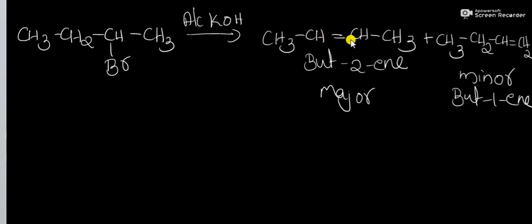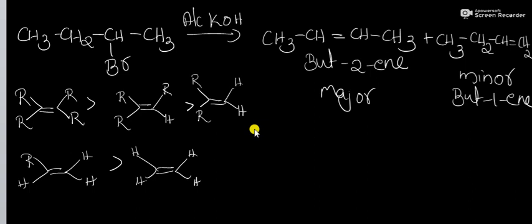Here both the carbons are substituted with one CH3 group, whereas in this case one carbon is substituted with an ethyl group, and the other carbon has no substitution, both are hydrogen atoms. So the most highly substituted alkene is but-2-ene. That is our Zaitsev product.